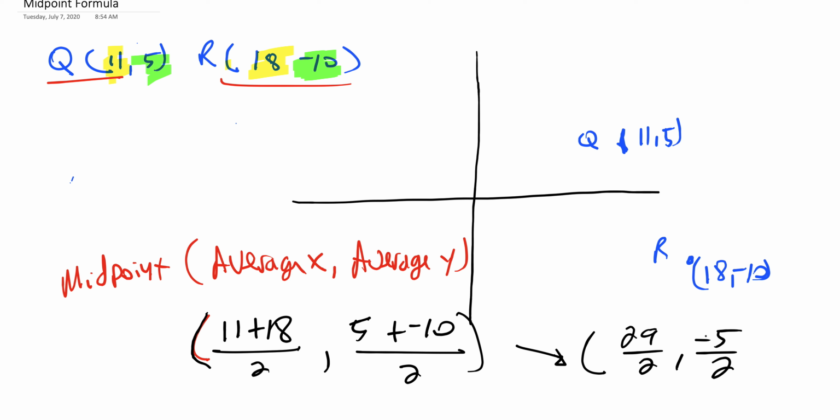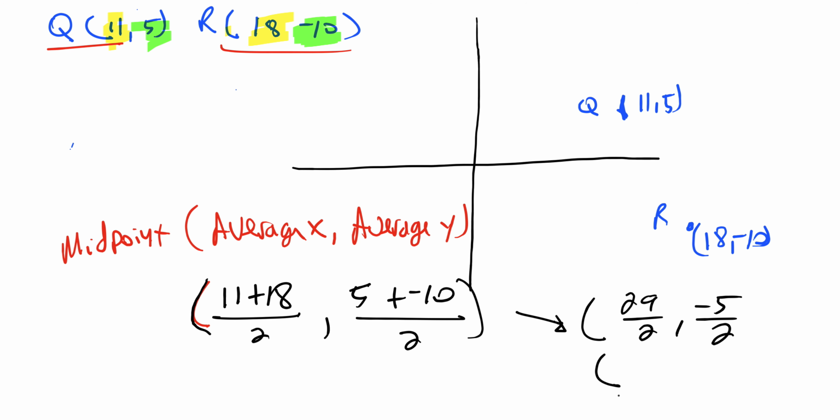Oh, it does say write as decimal. Okay, so write as decimal. So then over here, 29 over 2, what's that going to be? 14.5. And negative 5 over 2, what is that going to be? Negative 2.5. You are correct. All right, hold on one second. Yeah, and that's right. Any questions on that?